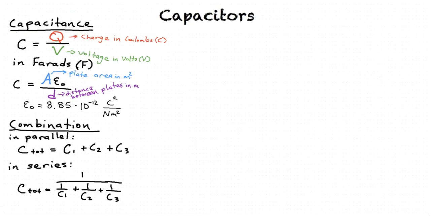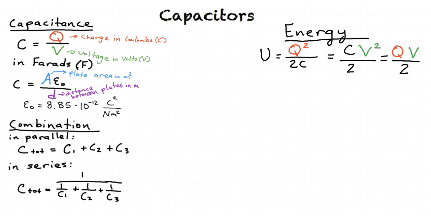Now let's learn about finding the energy stored in a capacitor. As charge is transferred across the plates of a capacitor, the potential energy of the capacitor increases. For a fully charged capacitor, there are three derived formulas for the stored energy. U, which is our energy in joules, equals Q squared over 2C, and it also equals CV squared over 2, and it also equals QV over 2.